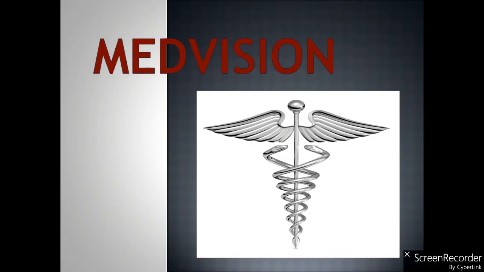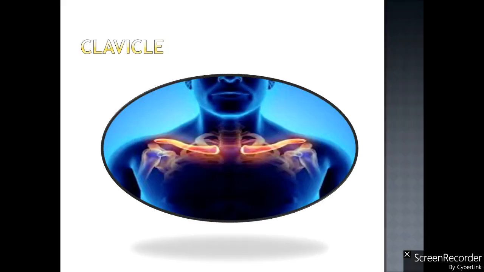Today's video is about the clavicle, so let's get started. Clavicle. The highlighted bone present in front is called the clavicle. It is also called the collarbone and the beauty bone.